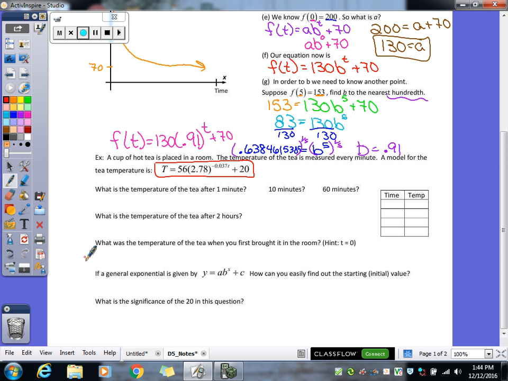So since they want us to find it out at so many different times, what would be the fastest way to do it? Put it into what part of the calculator? Put it into the y equals. Let's look at the table. It'll give us the values for every single one of those points. It's going to make it a lot faster than to plug in 1 for t, then plug in 10 for the t, and then 60 for the t. So go ahead, type that into your y equals.